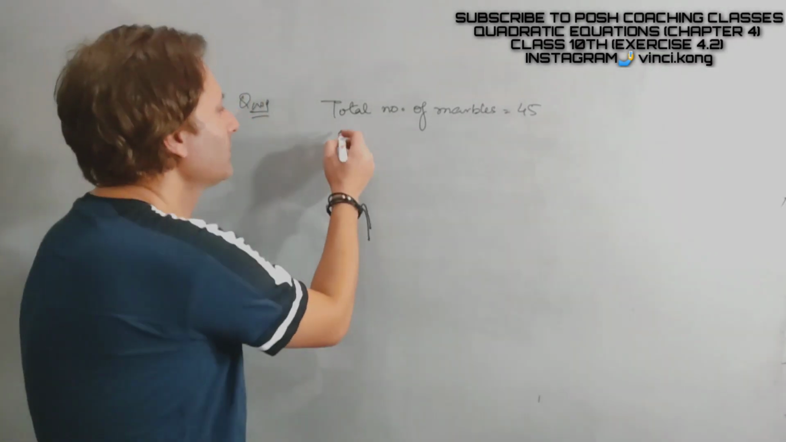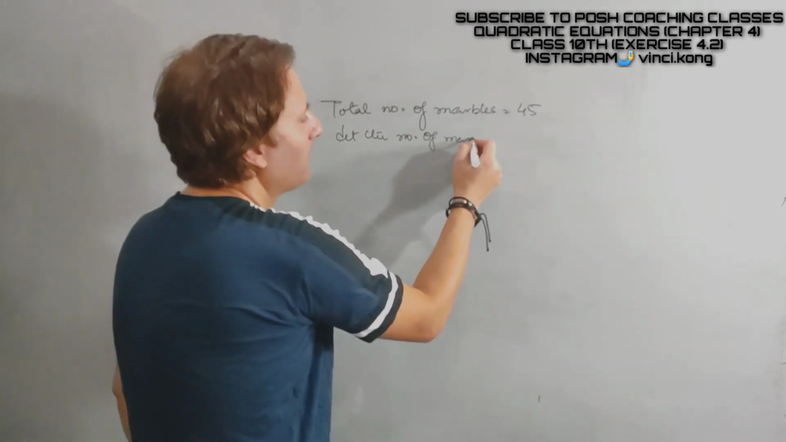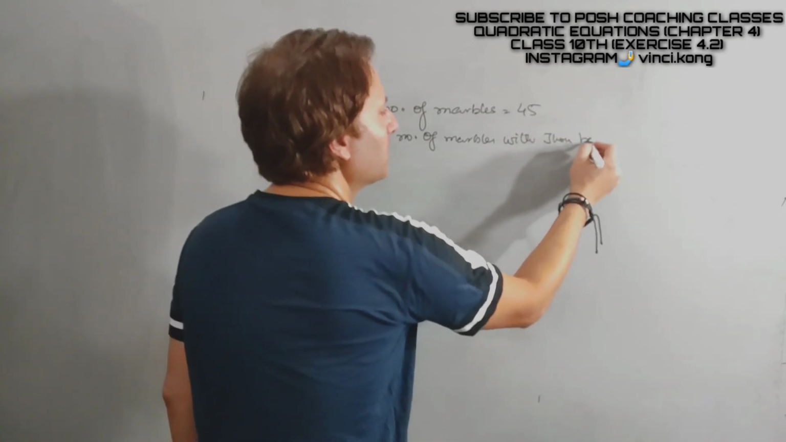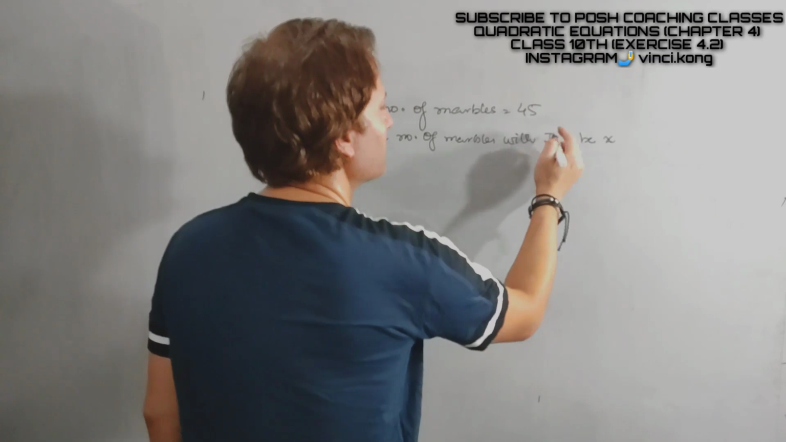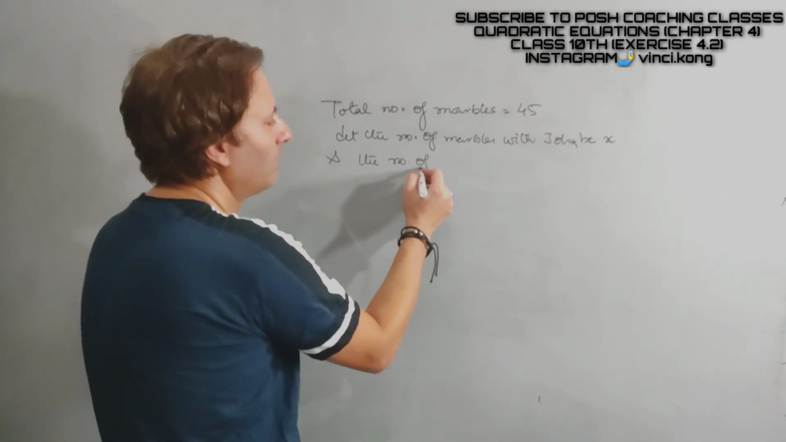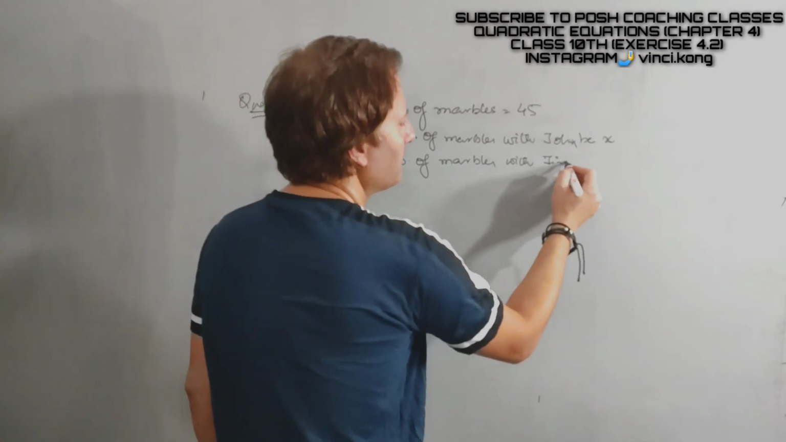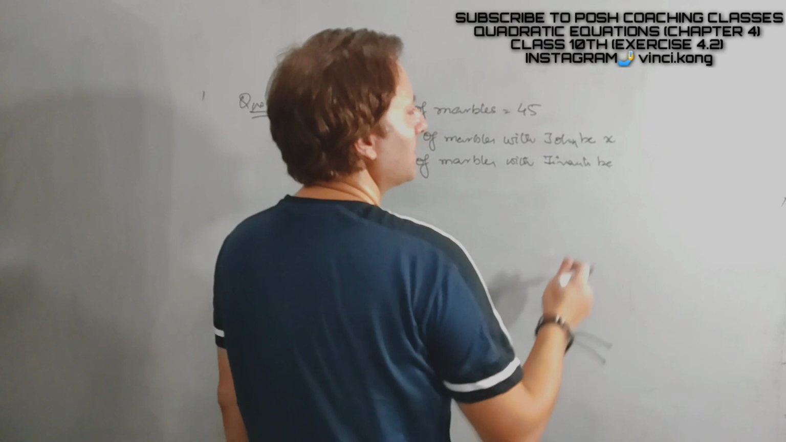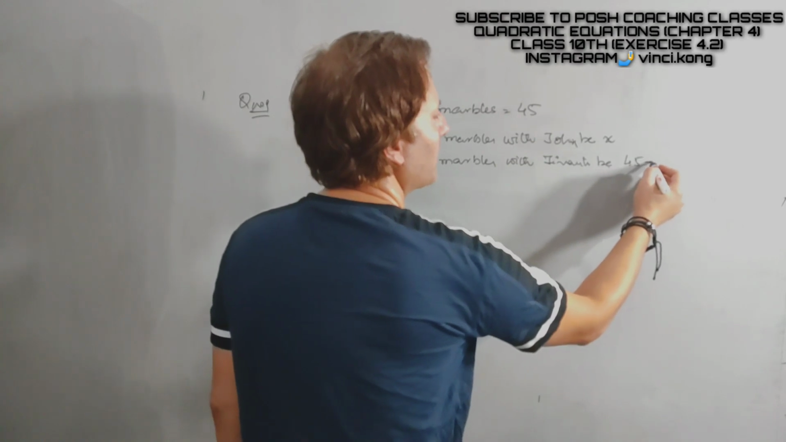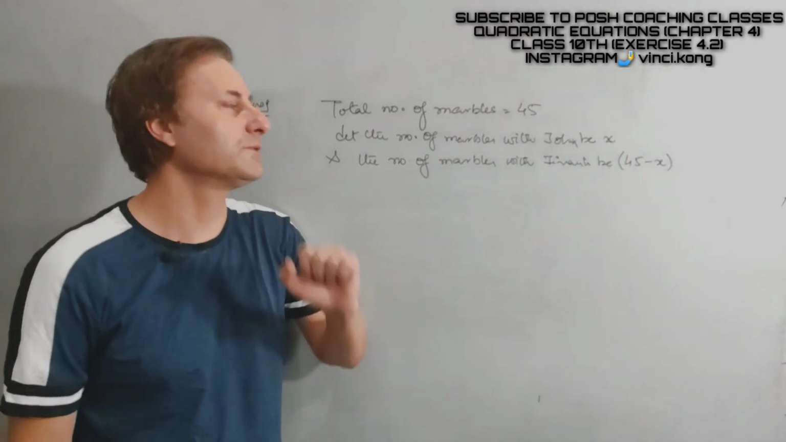Okay, so I'll say let the number of marbles with John be X and the number of marbles with Giovanni be, if we have total 45 marbles, John is having X, so Giovanni will have 45 minus X, right? So if we subtract this from 45, obviously we will get this thing.